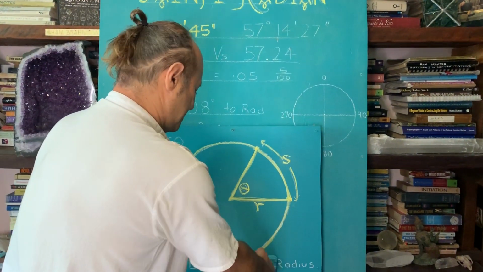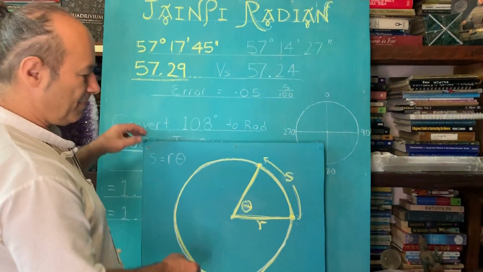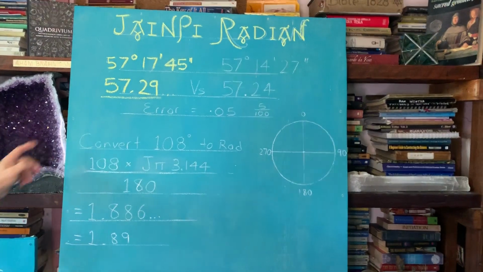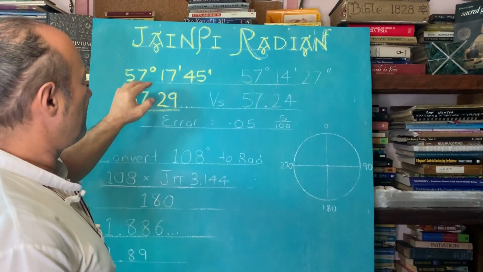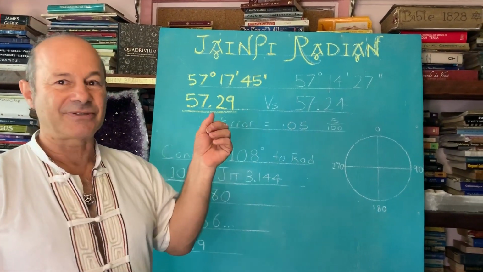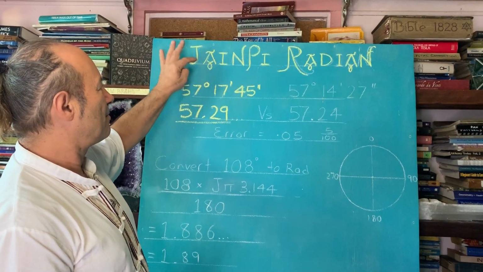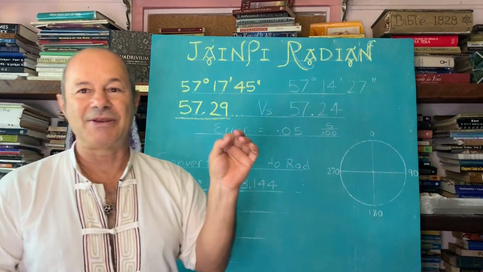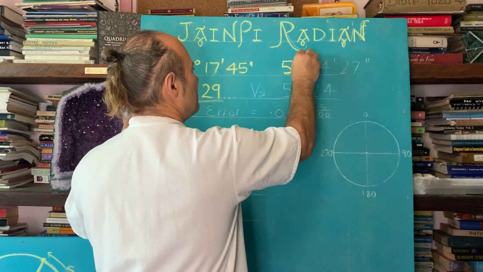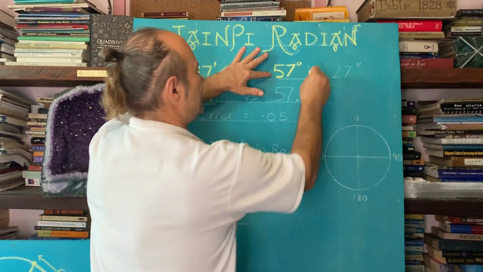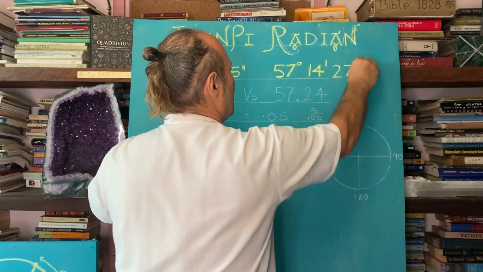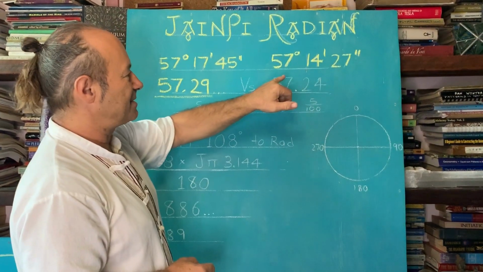And so I'm going to take this off here. But now we want to explore what would happen if we didn't use pi as 3.141. Because we believe that the harmonics of the circle are based on the golden mean, we now replace these numbers with the true value of pi, 3.144. So what happens is we end up with another radian. This is called the JAINPI radian. It's 57 degrees, 14 minutes and 27 seconds, and we express seconds as the two dashes there.